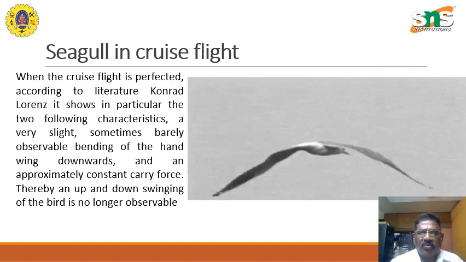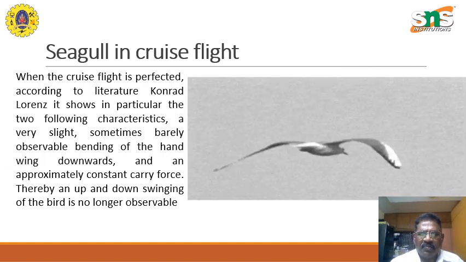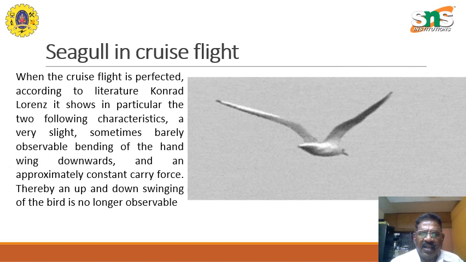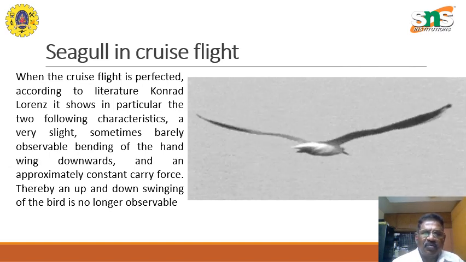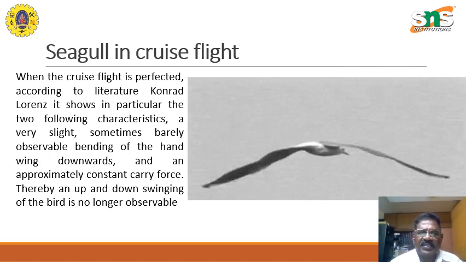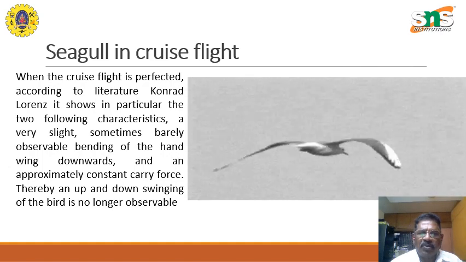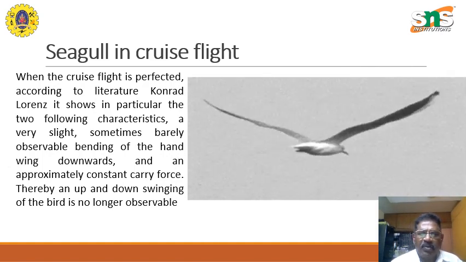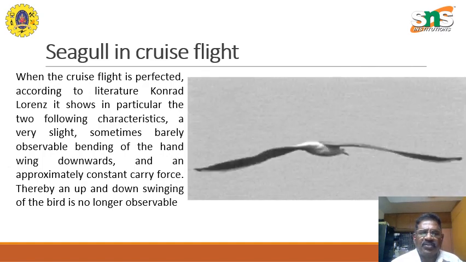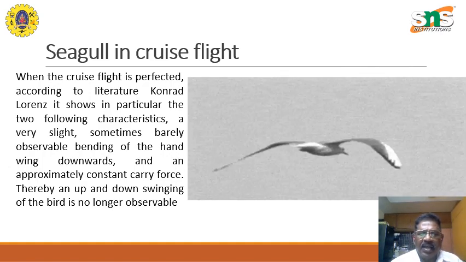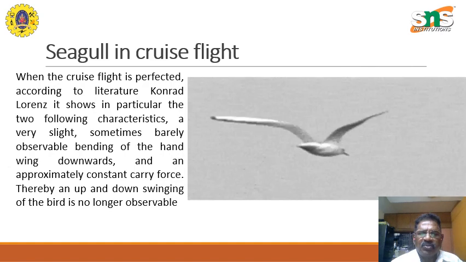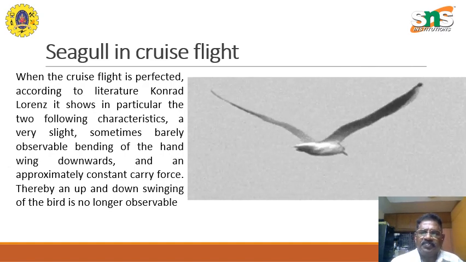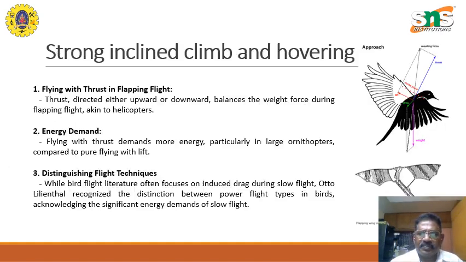The seagull in cruise flight is perfected according to the literature, and it shows in particular the two following characteristics: a very slight, sometimes barely observable downward bend of the hand wing, and approximately constant carry force. Thereby, an up and down swinging of the bird is no longer observable.